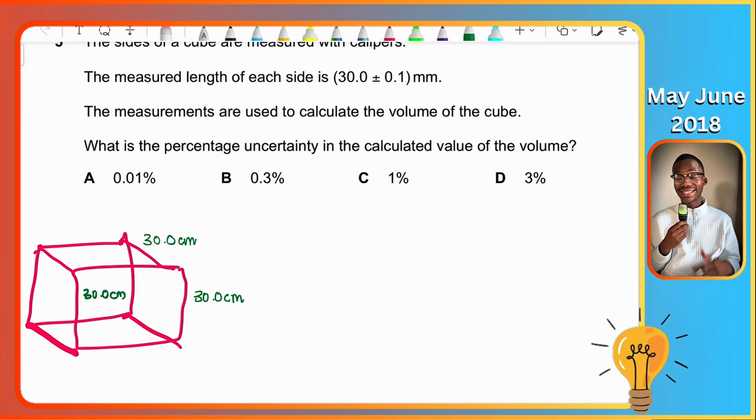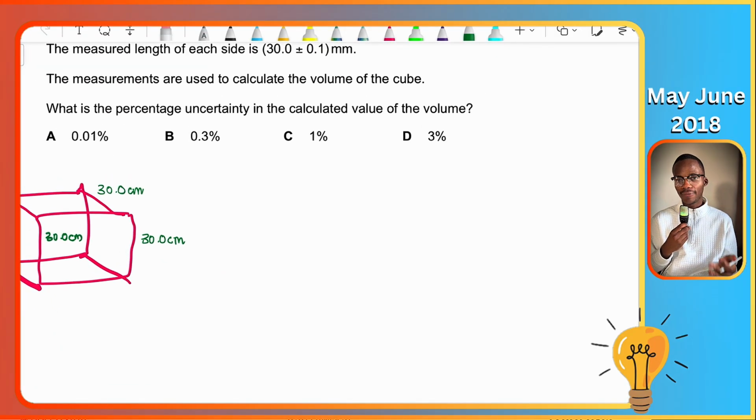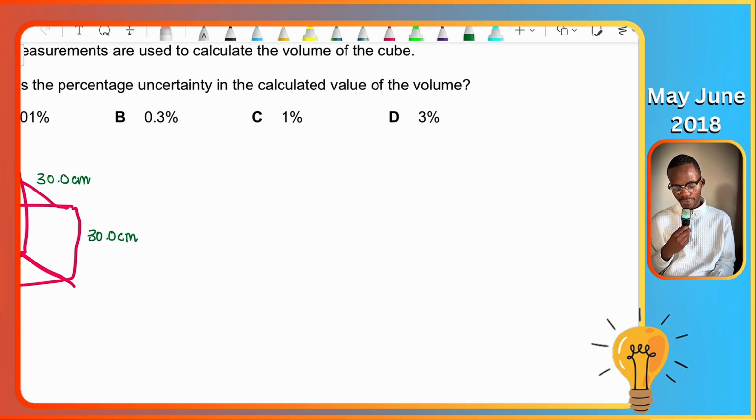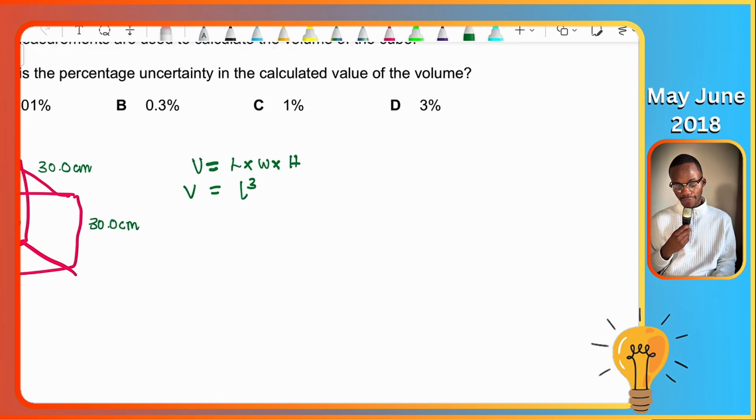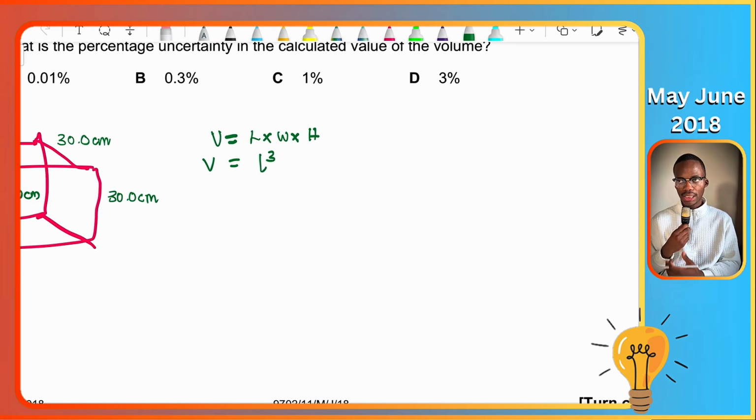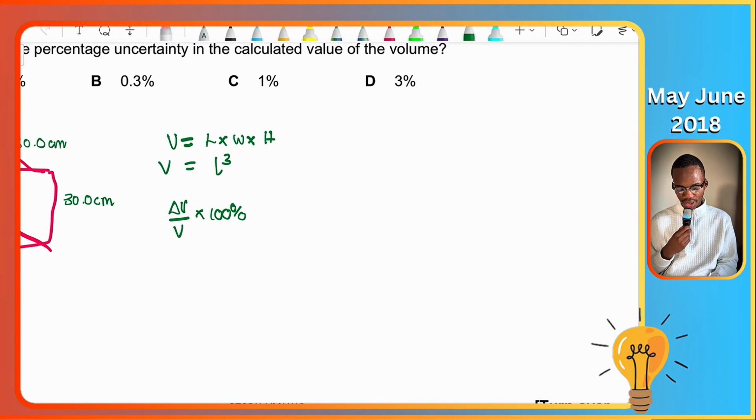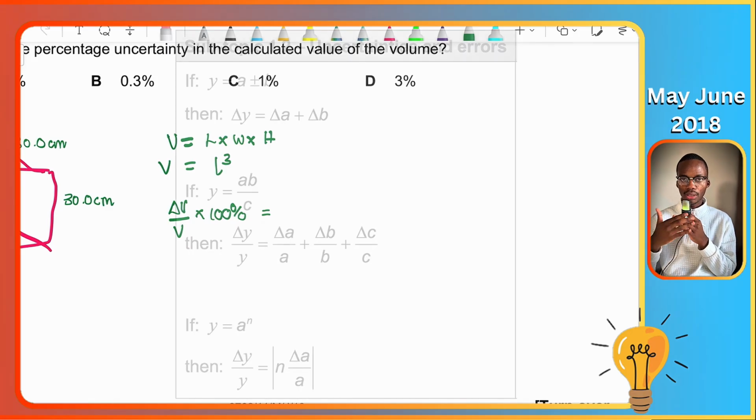And we've been asked, what is the percentage uncertainty in the calculated value of the volume? So you're going to ask yourself, what is the formula for volume? Volume for a cube is effectively length times width times height. But because all of these three are identical, it's just going to be L cubed. The length, side of the length cubed. And the formula that we know for finding fractional uncertainty, percentage uncertainty, is basically fractional uncertainty in V, delta V over V times 100%, should be equal to, and if we have L to the power of 3, that's a law that we use. Those are the laws, as you can see on the screen.